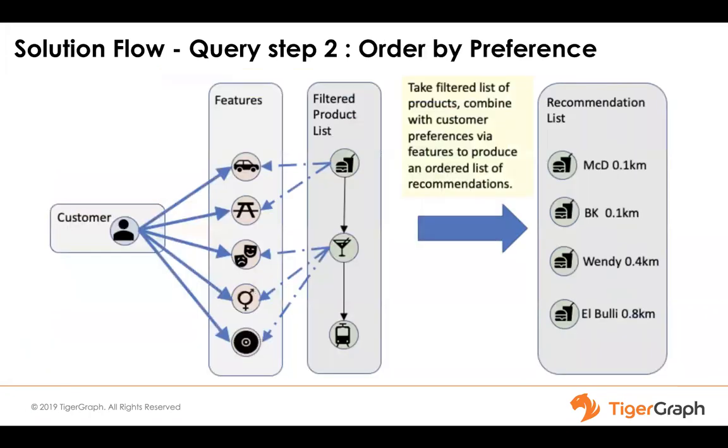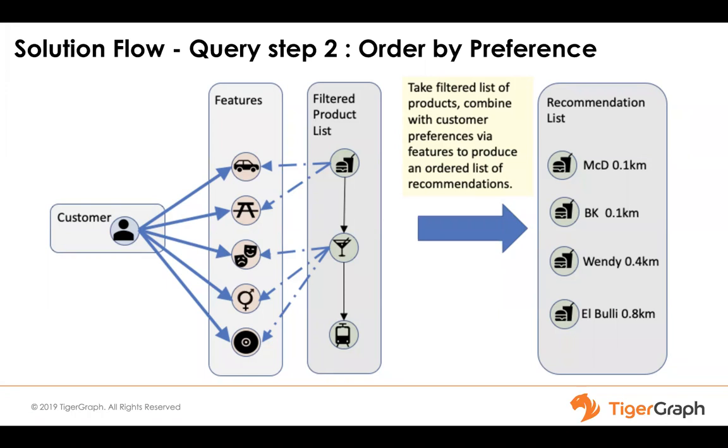So the next step is ordering, and this is where preferences come in. The list of products you get is still going to be a very big list. It can be maybe thousands of products. And the idea is, okay, we only want to present the top 5, top 10, whatever the user wants, and we want to give it in the order they want.